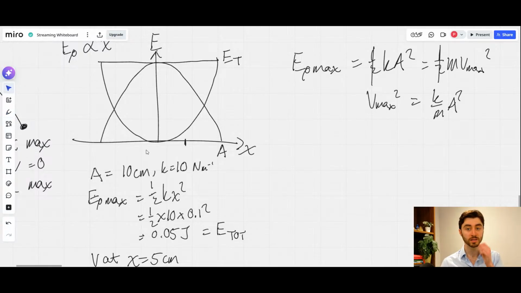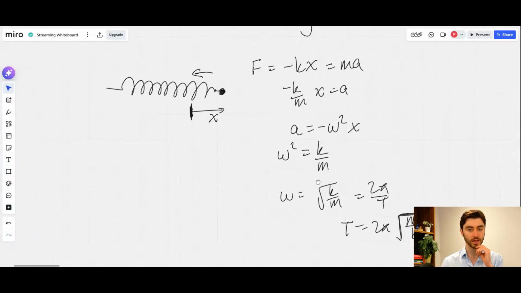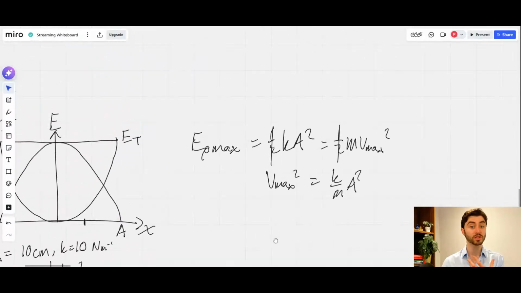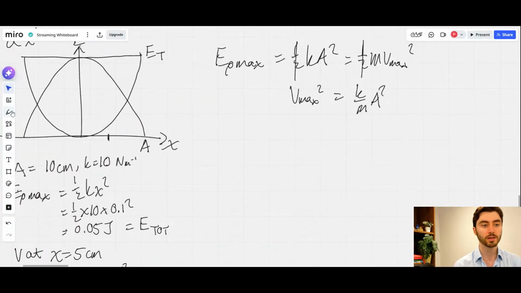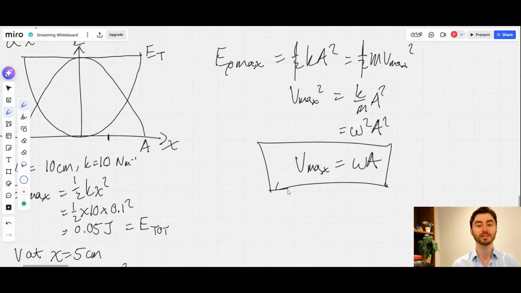But we see that this K over M is equal to omega squared for the mass spring system that we're using to model this energy. So therefore, it's equal to omega squared A squared, and we get this very overlooked equation that v max equals omega times the amplitude. And I really recommend you hold on to that one because it is a sneaky one that they like to slip in there.